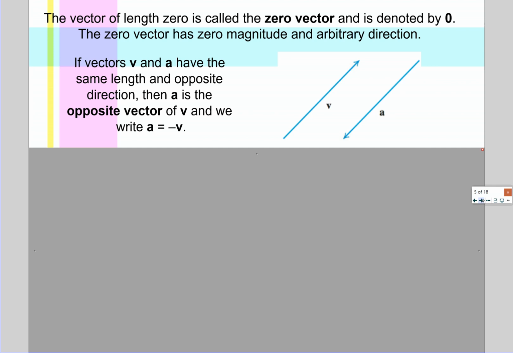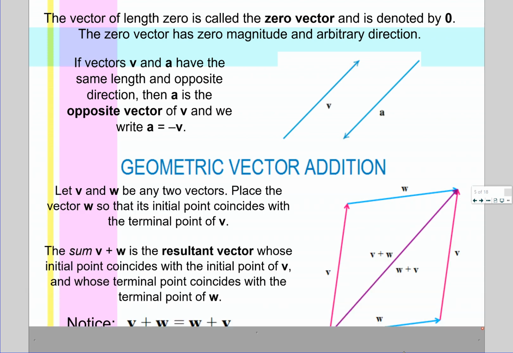All right, and that next little paragraph is a little picture of opposite vectors. Opposite vectors, we're just going to put a negative in front of one to get to the other.